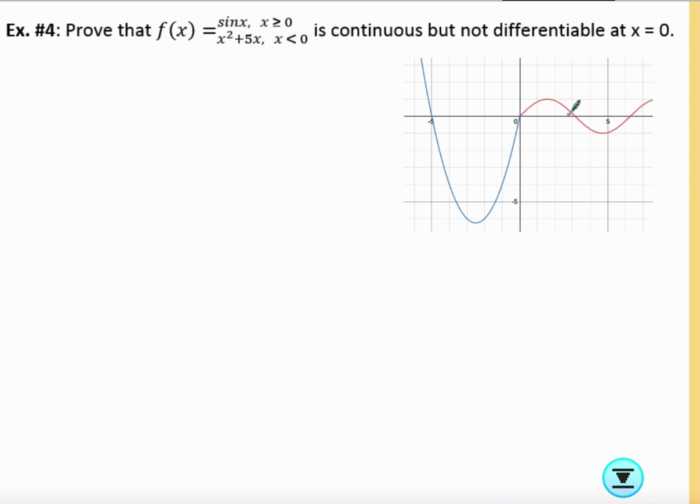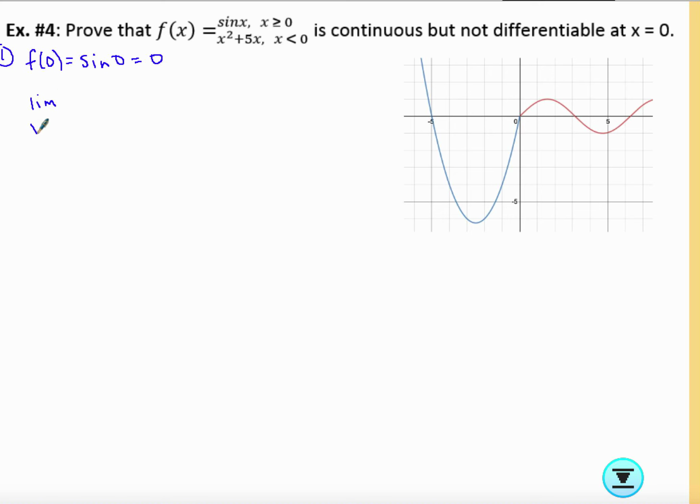So first things first, just like we did on the last one, we want to see if it's continuous at 0. So I've got f of 0, right? When x is actually equal to 0, we're going to use this top equation. We know that because the equals part is there. So I've got the sine of 0. Well, sine of 0 is 0.